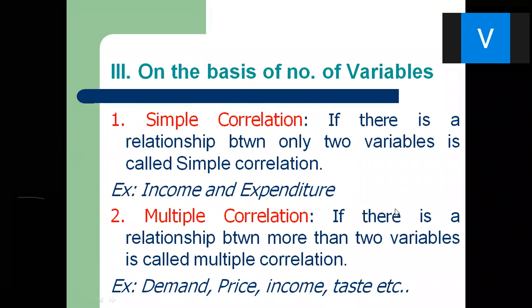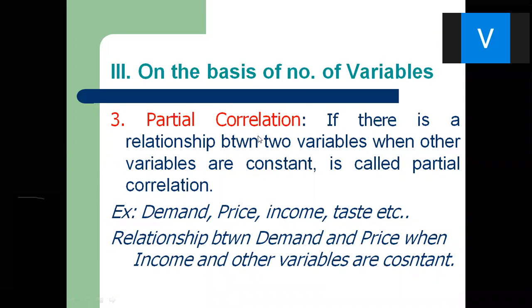Then the third one, partial correlation. The partial correlation is also very important. Sometimes they will ask what is the difference between partial correlation and multiple correlation or simple correlation. Generally we use the word partiality to mean we ignore something. Sometimes our friends will say, he is maintaining partiality, nothing but we will not look at them. So when we are measuring the relationship between variables, if there is a relationship between two variables while other variables are constant, it is called partial correlation.